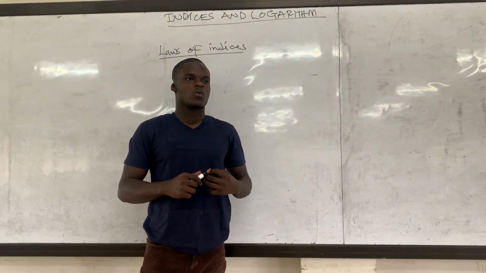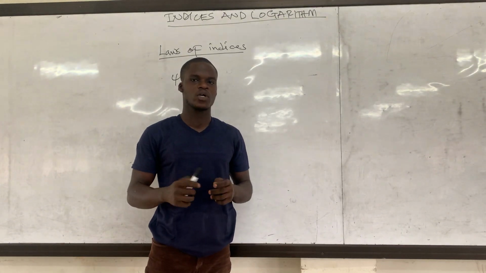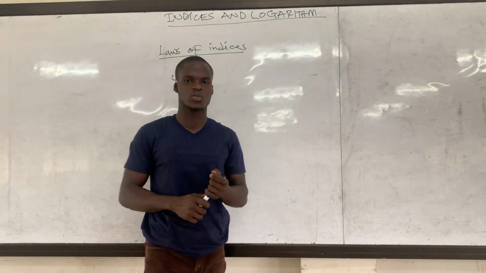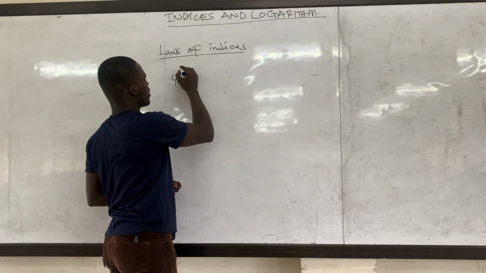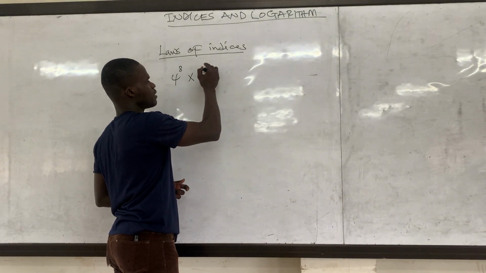Yes, so what if the bases are actually different? Let's look at another example in which the bases are different, and then we see what's going to happen. If we have something like 4 exponent 8, and we want to multiply that by 3 exponent maybe 2.